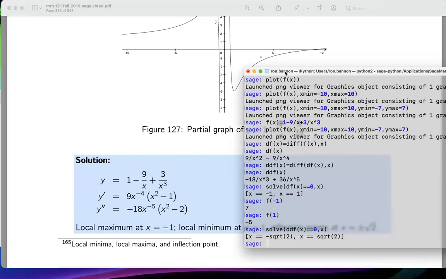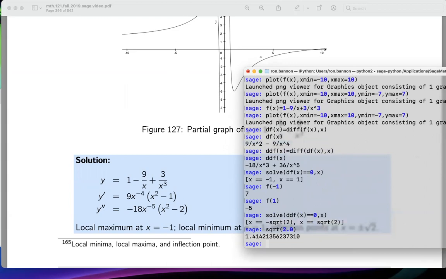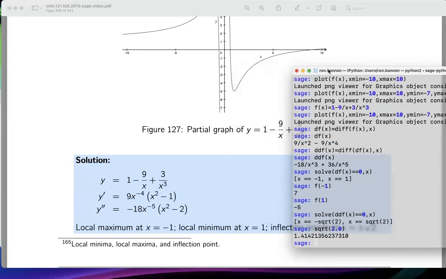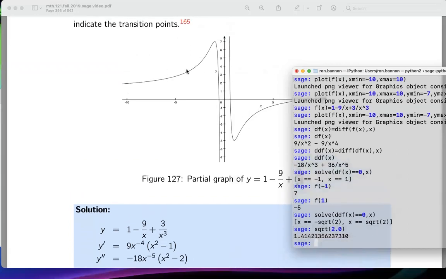Now, you should have an idea what square root of 2 is, but if you don't, square root of 2 is like 1.4. And where would 1.4 be? Over here somewhere. Now, what do I notice over here? Concave up, concave down. Now, minus root 2, it's over here some way. Concave up, concave down. I'm expecting that.